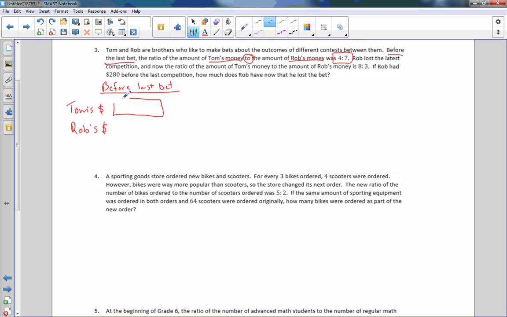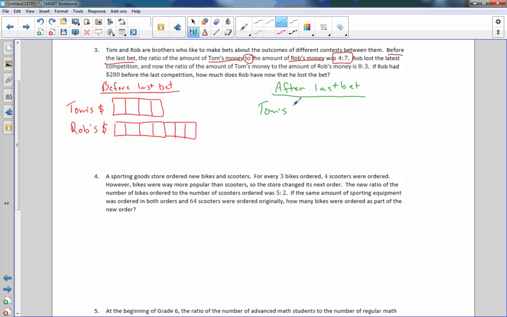So I'm going to draw this as 1, 2, 3, 4. To Rob's, 1, 2, 3, 4, and then 3 more. So it's 4 to 7. Rob lost the latest competition, and now the ratio of the amount of Tom's money to the amount of Rob's money is 8 to 3. So this is after last bet. Okay, and it's 8 to 3.